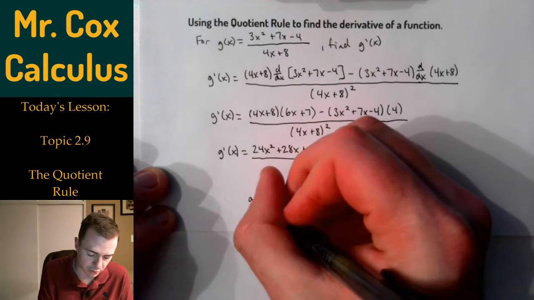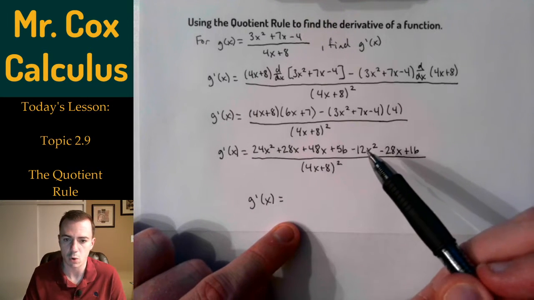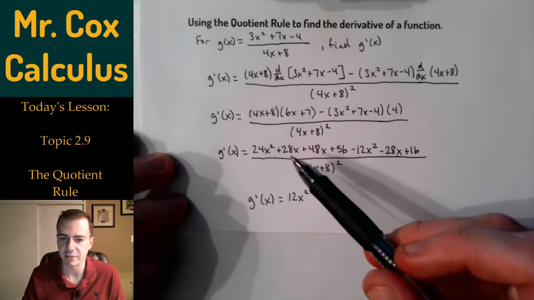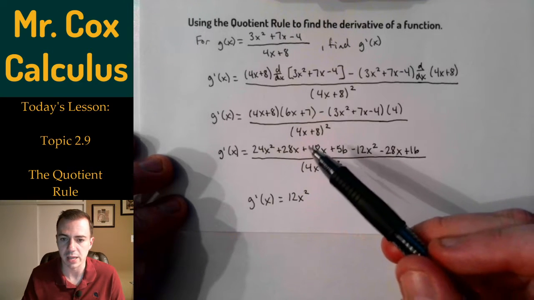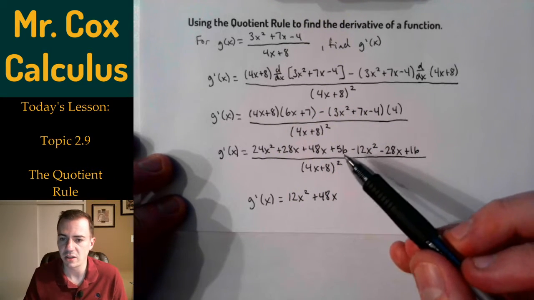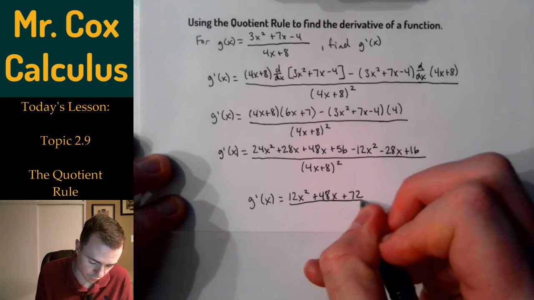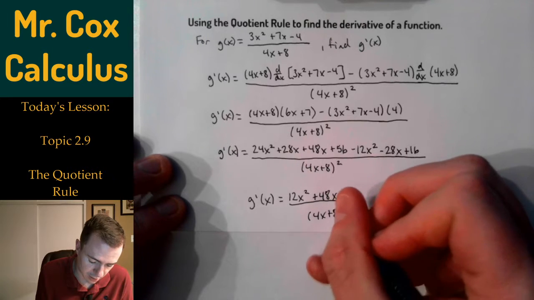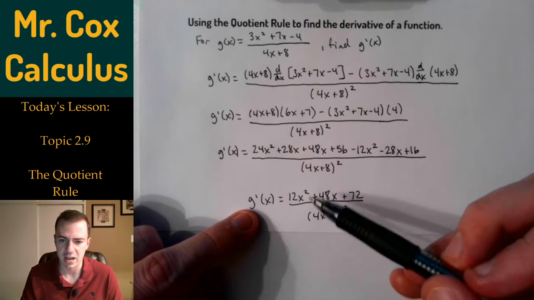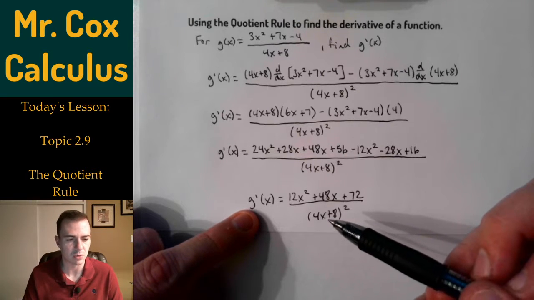And so the last thing that I want to do is collect my like terms in the numerator. If I look at my x squareds, I've got 24 minus 12, so that's going to be 12x squared. If I look at my x's, I've got 28, 48, and minus 28, so the only thing I'll have left is this plus 48x. And then if I look at 56 and 16, that adds up to be 72, and that is all over 4x plus 8 quantity squared. And there's probably some simplification that we can do even further. It sure looks like everything has at least an even number in front of it. So there would be a GCF I'm sure we could factor out and reduce.